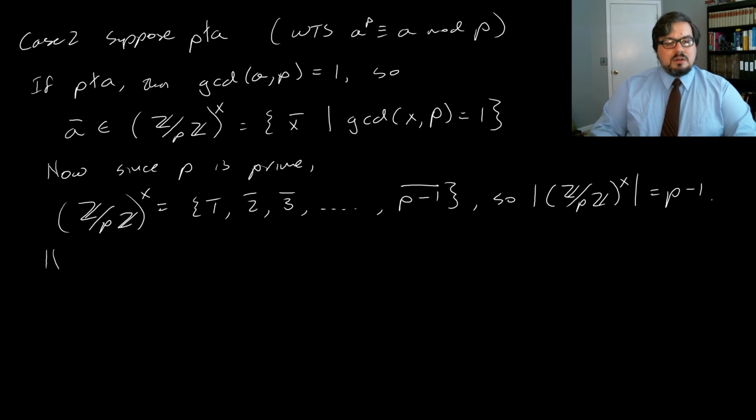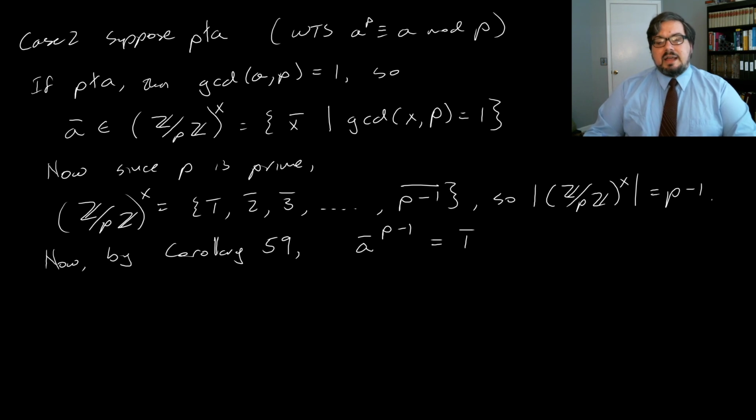So now, by Corollary 59, a bar to the p minus 1 is equal to 1 bar. And that's because p minus 1 is the order of the group (Z mod pZ)^×, 1 bar is the identity of (Z mod pZ)^×, and Corollary 59 said that any element raised to the order of the group it lies in gives you the identity of that group.